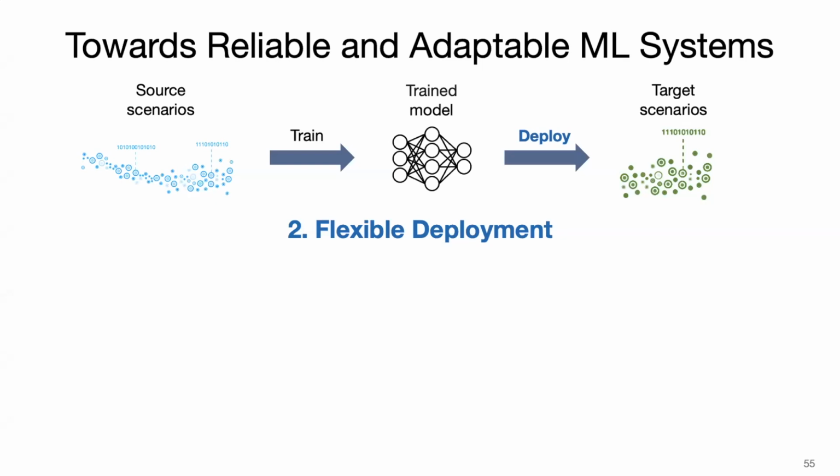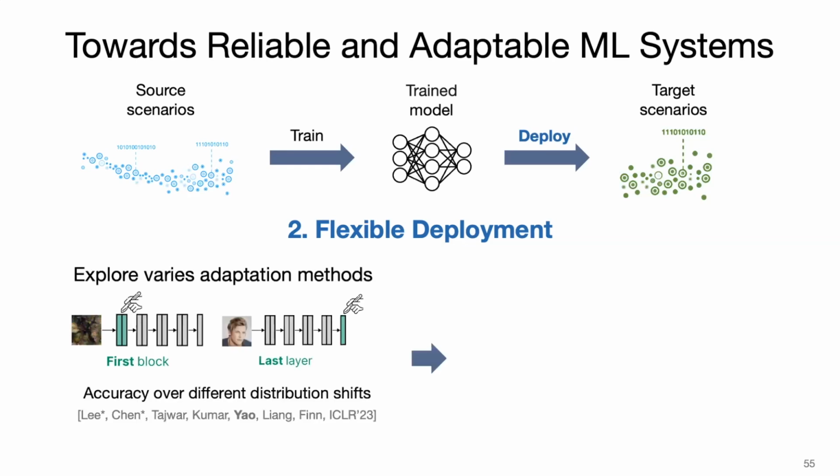Okay, so the second part is that I aim to do some research in the deployment stage. In the deployment stage, I aim to do flexible deployment. My recent works already show that we only need to manipulate a small proportion of the neural network to make it work well over different kinds of distribution shifts. Sometimes we can manipulate the first blocks, or sometimes the last layer. So we do not need to do full-layer fine-tuning. We only manipulate or intervene on a small proportion of this neural network.